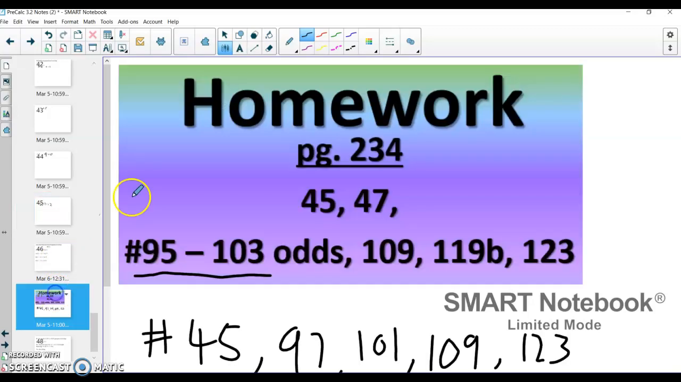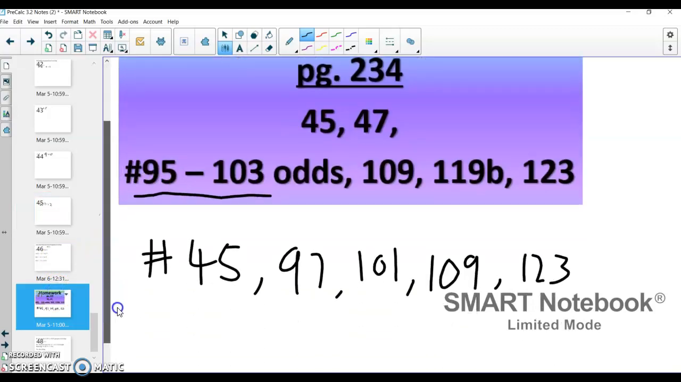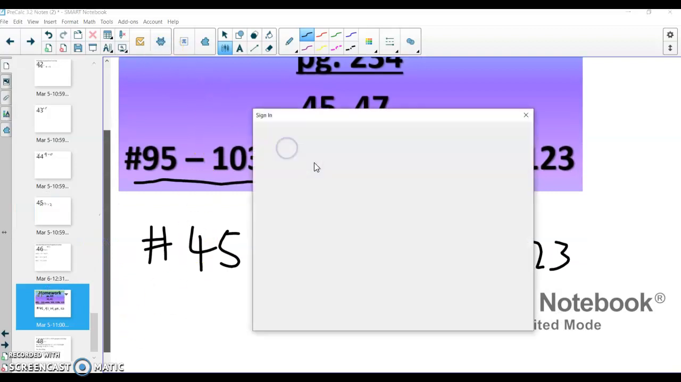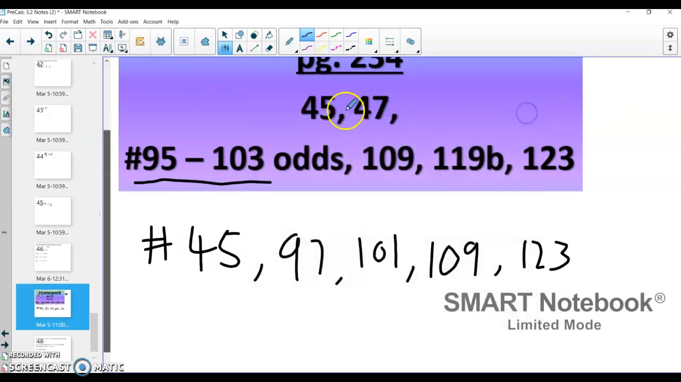Here is the updated homework here at the end. Only these, don't worry about the ones up here. Just these 5 problems for homework in this lesson.